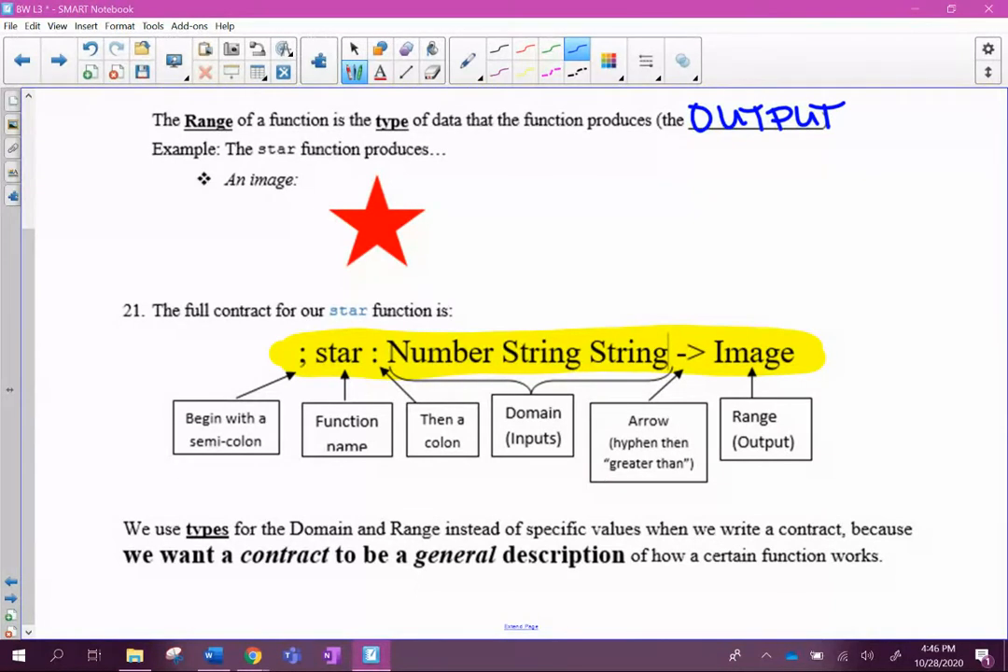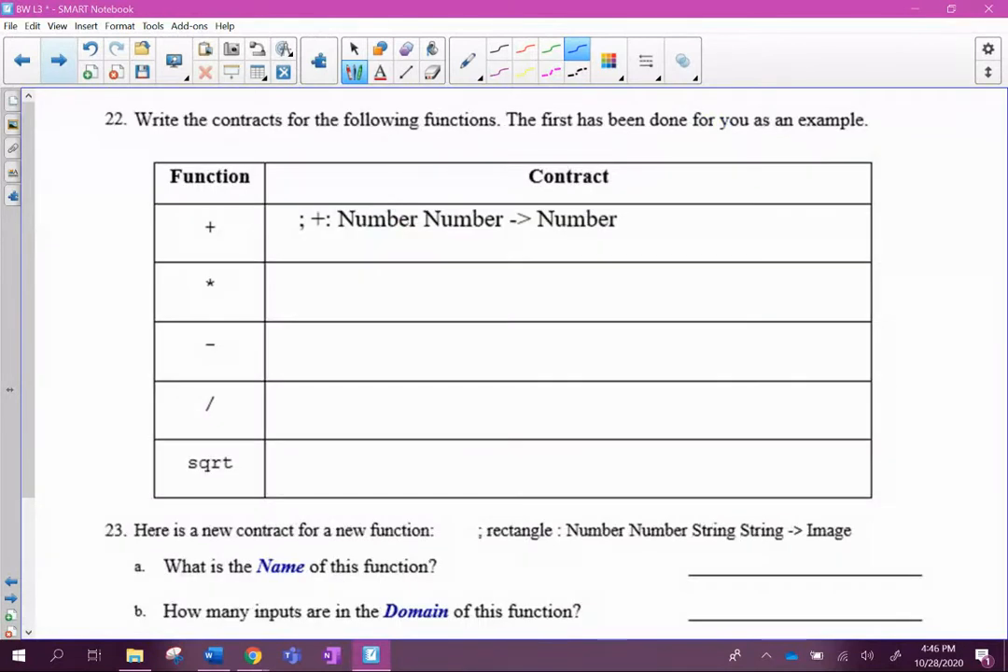So you notice how we didn't write 50 outline rec. It's number string string, because I want this to be generic so that it follows every single star function we could create. Okay? So in number 22 here, we're going to write contracts for the following functions. The first one I have done for you.